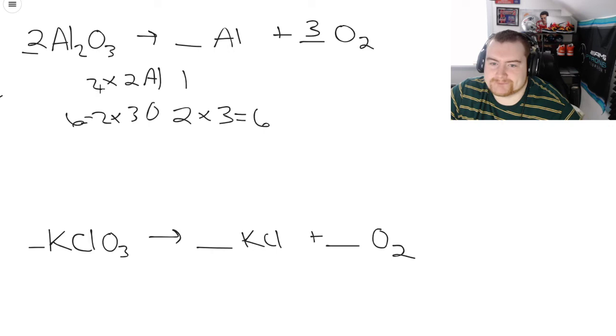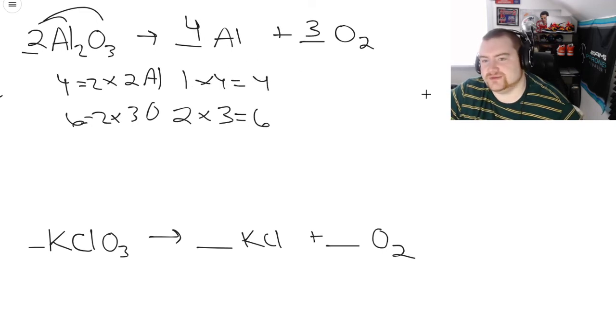Aluminum, we multiplied by 2 up here. Again, that 2 is going to both of them, so that leaves us with 4. We then need to multiply by 4 on the right side to get our aluminum to be balanced. We have 4 aluminum and 6 oxygen on each side.